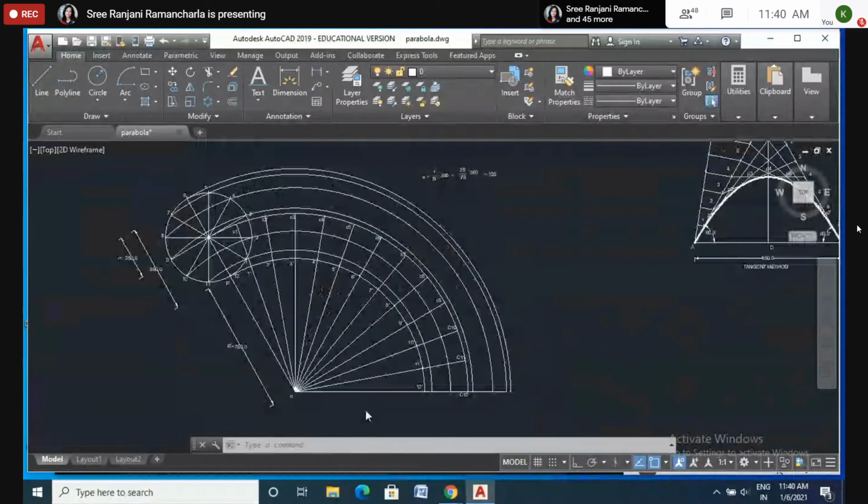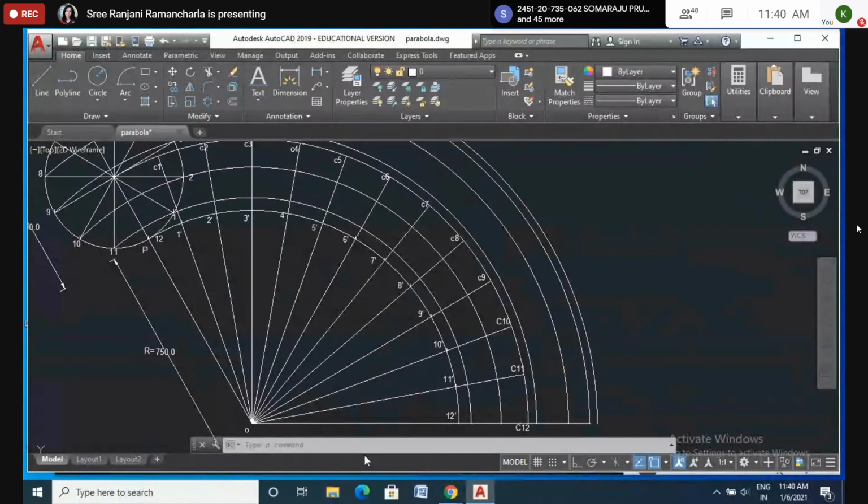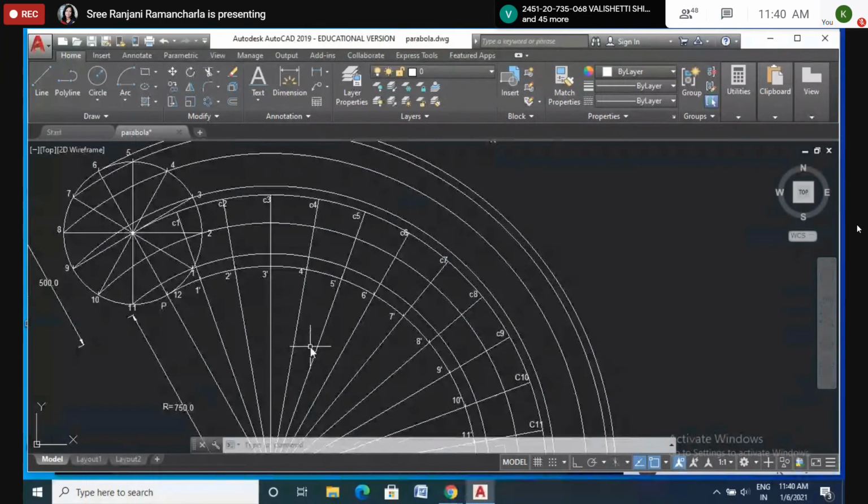Now we have drawn the construction lines. Now we have to draw the actual curve. Can anyone tell how to draw the curve? How to start? How to plot P1, P2, P3 now? Please tell me fast. Yes, please respond.